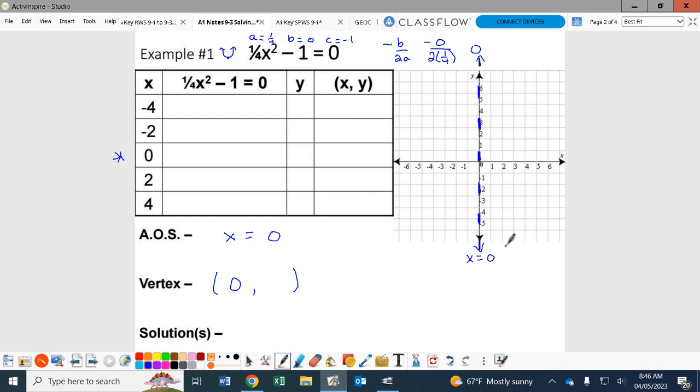You're going to use these numbers to plug into your table. Do you notice everything is the same that we did last time? The only thing we didn't do is put a max or min. That's the only thing different. So let's keep plugging in. 1/4 times -4 squared minus 1. 1/4 times -2 squared minus 1. 1/4 times 0 squared minus 1. 1/4 times 2 squared minus 1. 1/4 times 4 squared minus 1.